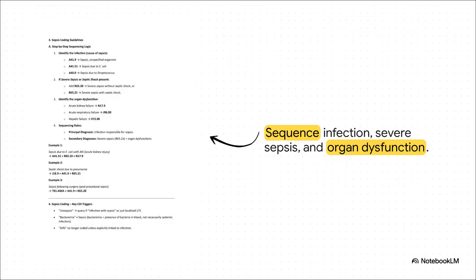As you map out that principal diagnosis, you've got to remember that neonatal sepsis operates under totally different rules than adult sepsis. You must use the P36 series codes. These combine the infection and the organism into a single code, like P36.4 for sepsis of newborn due to Escherichia coli. From there, your next step is to identify if severe sepsis is present and then sequence the localized organ dysfunction, like an acute kidney injury, to fully support the medical necessity of a high-severity NICU stay.